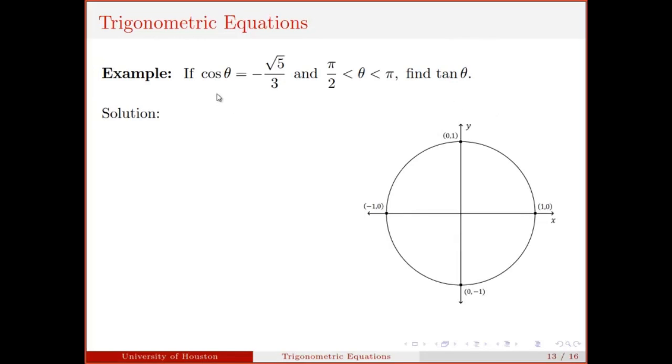In this next example, we're given that cosine theta is negative root 5 over 3, and we're given that theta is between pi over 2 and pi. Given these conditions, we want to find tangent theta. In this problem, we can actually avoid finding an explicit value for theta. Instead, we will rely on trig identities to find the value of tangent theta from the given information.